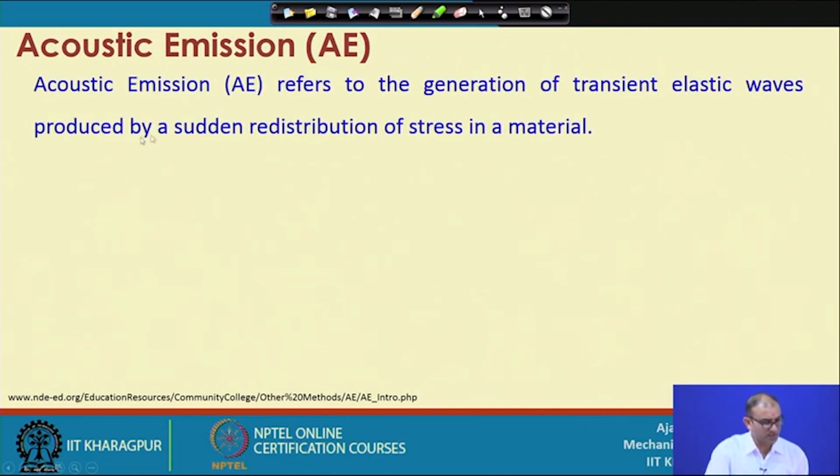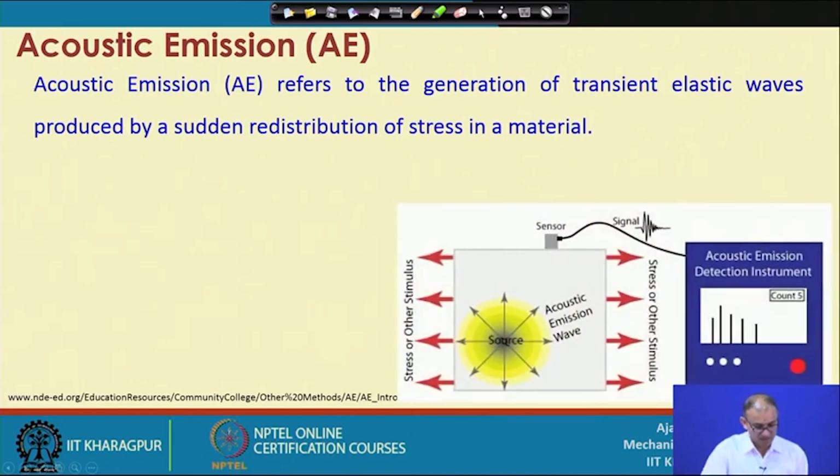So, what is acoustic emission? Acoustic emission refers to the generation of a transient elastic wave produced by a sudden redistribution of stress in a material. You can see this is one of the components, and some disturbance has happened at this location, at the source. Because of that disturbance, stresses are generated in different directions, and acoustic emission waves are created from this location. If you put one sensor here, that is called an acoustic emission sensor, our objective is to capture these elastic waves, so that you can get a signal and then do some post processing or decision making based on this sensor.